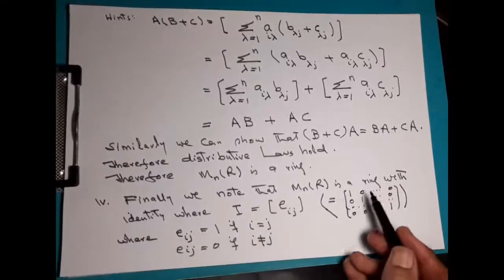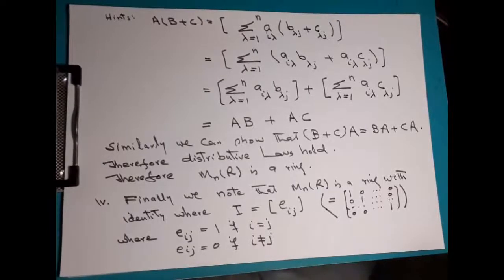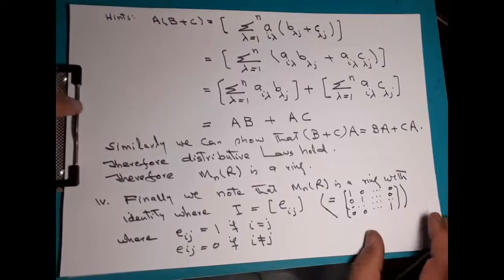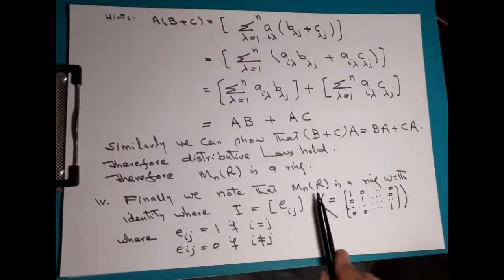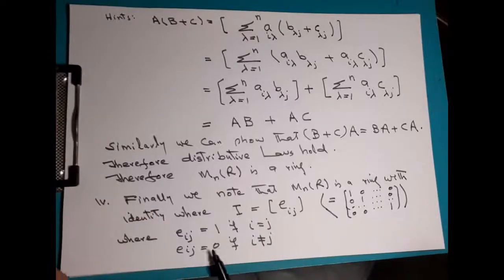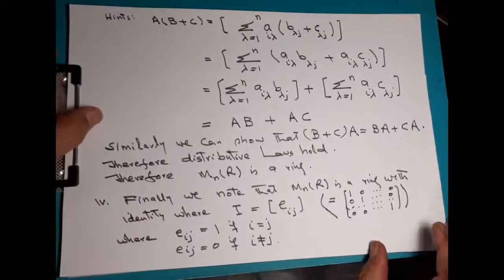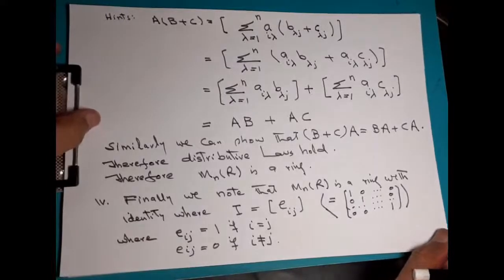So finally we note that M_n(R) is a ring with identity, where I is equal to this particular matrix, and this can be verified very easily. Its structure shows that this is the multiplicative identity. So M_n(R) is a ring with identity.